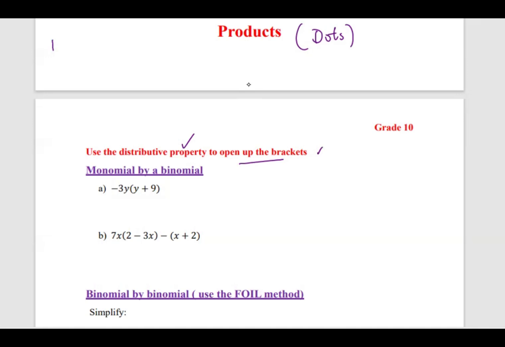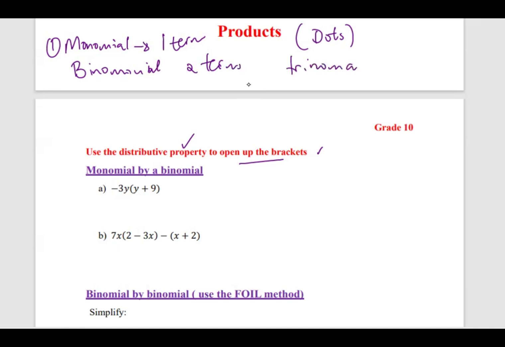So we're going to talk about what we call the monomials. So monomial, we know that it is an algebraic term or an algebraic expression with just one term. Okay, I'm going to talk about the binomials, algebraic expression with just two terms, and then we're going to talk about the trinomials. That's algebraic expressions with three terms.